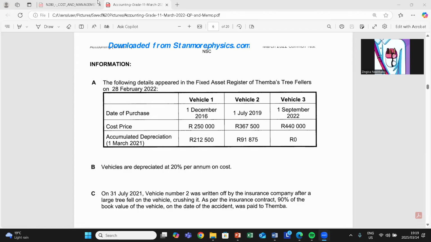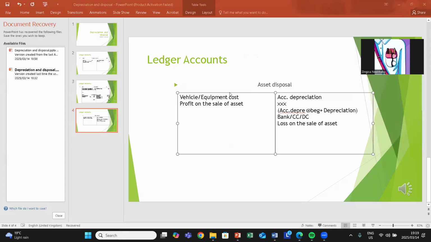Okay, so let's do it here. What did they say you should do as a disposal for vehicle two, right? They provided you with the cost price of vehicle two, 367,500. So let's do asset disposal. Therefore, here we do asset disposal of vehicle. On the debit side, we write vehicle and then write its cost price.